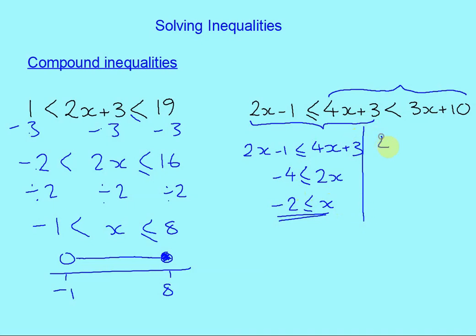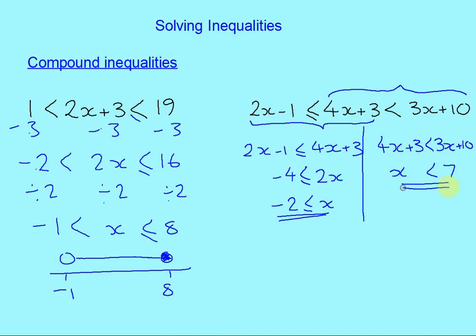Let's do this one as well, this pair. So I've got 4x plus 3 is less than 3x plus 10. So x is this time on here. I subtract 3x from both sides. This 3 has got to go, this constant term, so subtract 3, and I get 7.